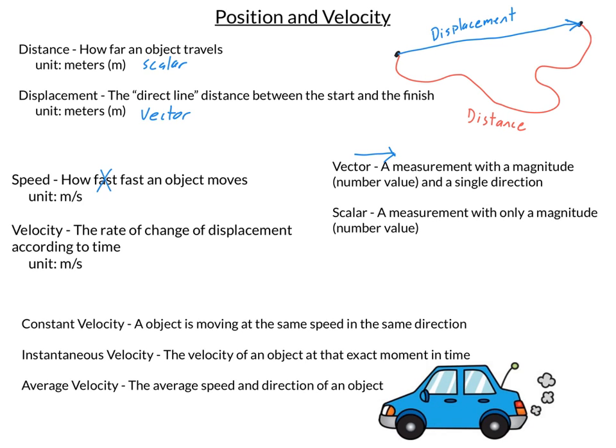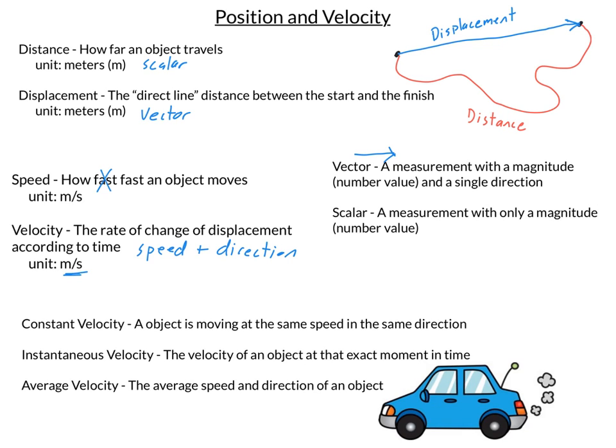Now, velocity is very similar to speed. It is how fast you are going, but in a direction. In fact, velocity could be said to be speed plus a direction. But there's a more technical definition for velocity. It's the rate of change of displacement according to time. Base unit meters per second also. We'll talk more about that definition on the next slide.